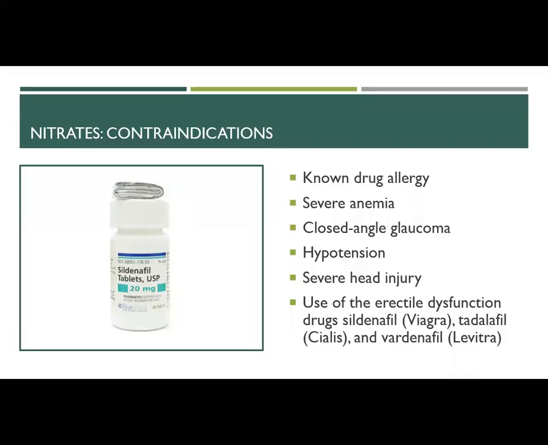So your contraindications are known drug allergies, severe anemia, closed angle glaucoma, hypotension, because if it's causing vasodilation, it's also going to cause a blood pressure decrease, severe head injury, and use of erectile dysfunction drugs: sildenafil, tadalafil, and vardenafil. If you're ever wondering which ones are your erectile dysfunction drugs, they all end in fil. Poor Phil has erectile dysfunction, so now he has to take sildenafil. Oh, I thought it was funny.